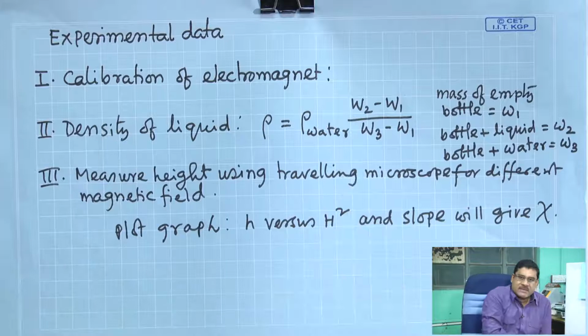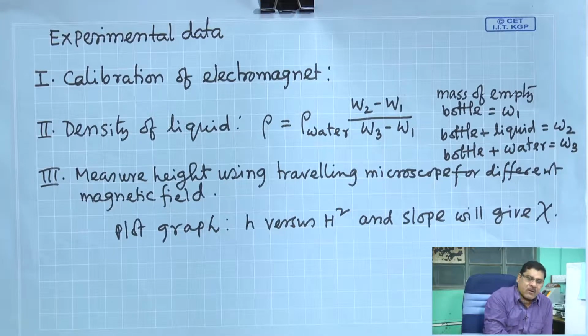So, this is the procedure and theoretical part of this experiment, Quincke's method, how to find out chi as a function of magnetic field.